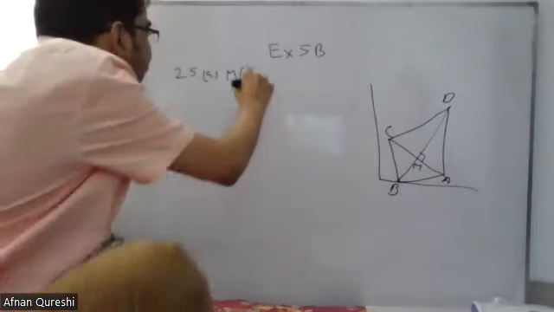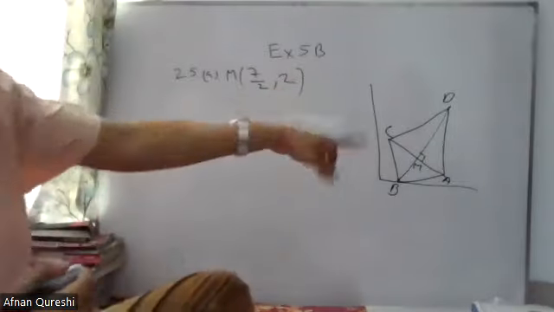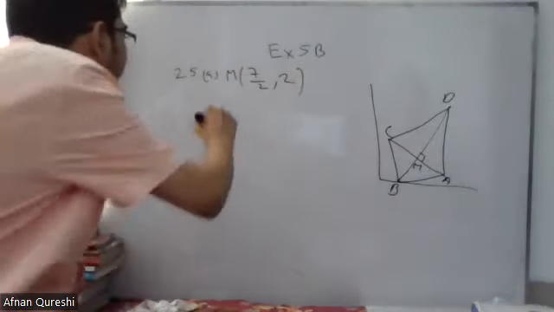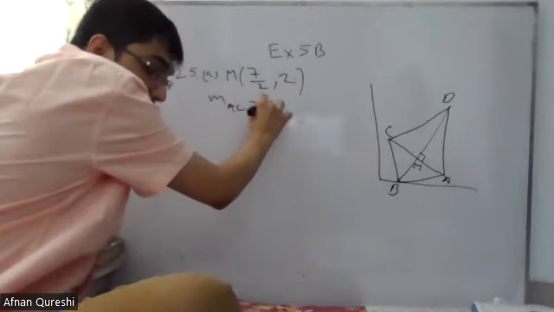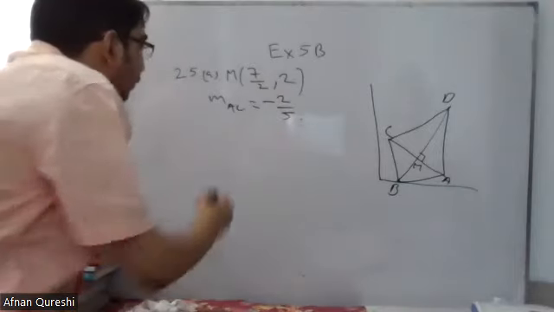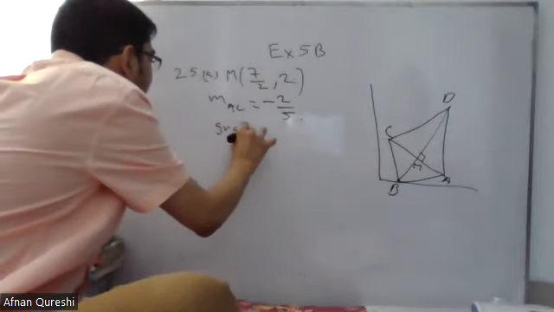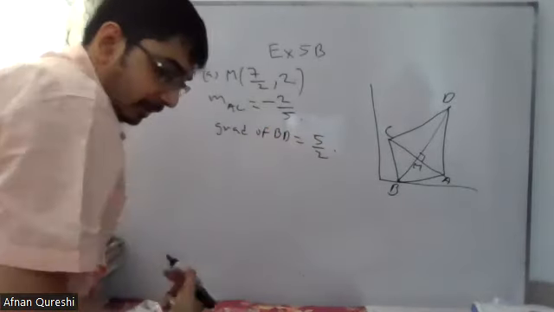You'll get 7 by 2 and, okay, I'm not showing the details because you already know it. The coordinates of A and C are given. And the gradient of AC is minus 2 by 5. So the gradient of BD will be what? Gradient of BD is 5 by 2.